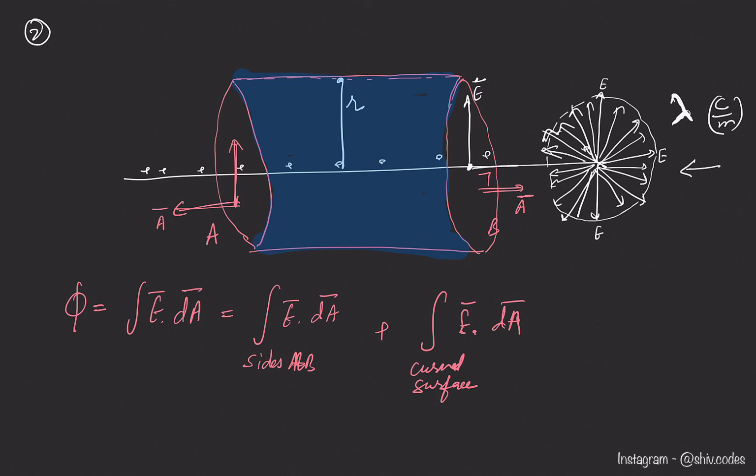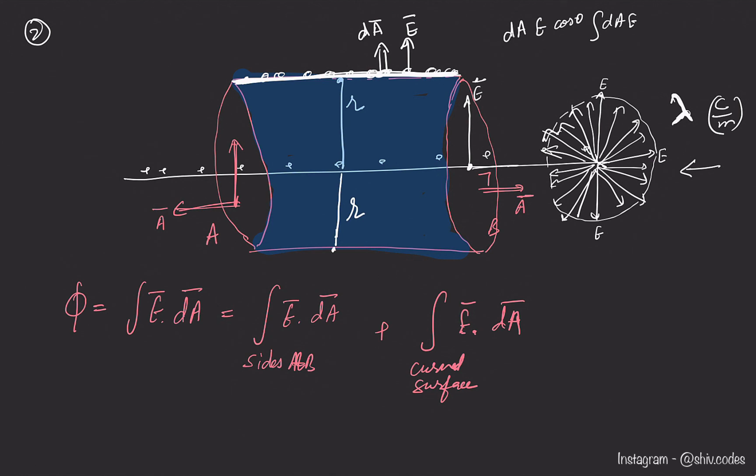For the curved surface, let's consider a line on it. The area vector is like this and the electric field is also like this. So if this is a small area dA, then dA E cos 0 is simply E dA, and we have to integrate it over the complete area because every point will have a similar situation. E would be the same at every point at distance r, so we can take E outside. E is a constant, so the flux through the sides is 0 and this would be simply E times the integral of dA.